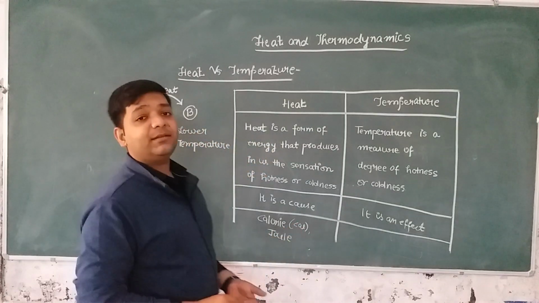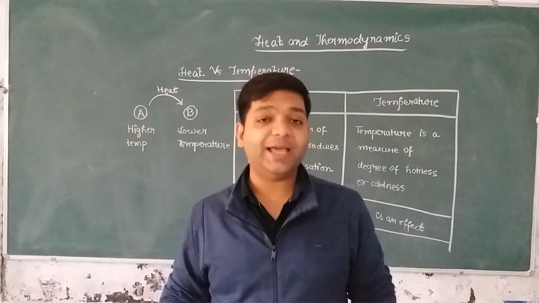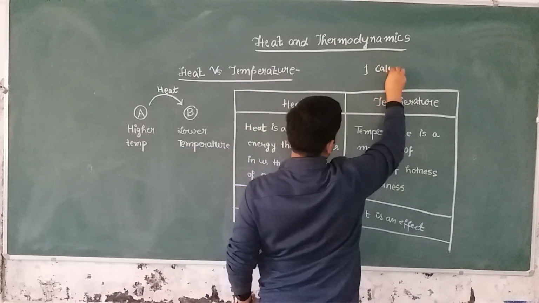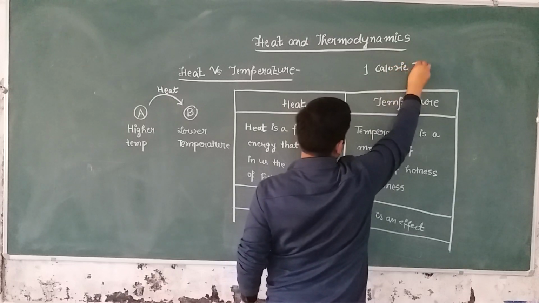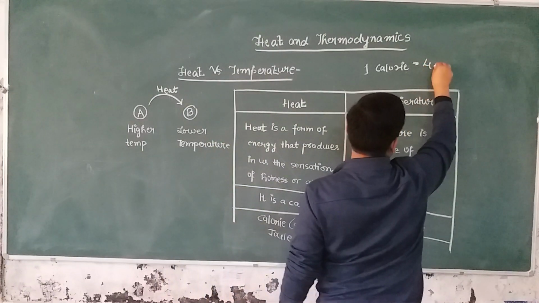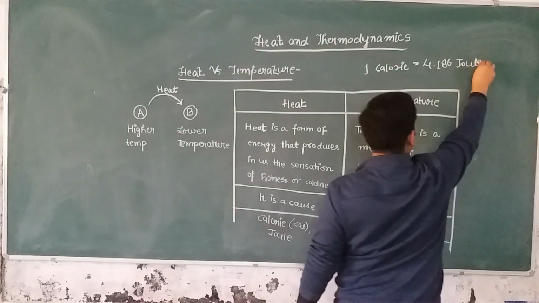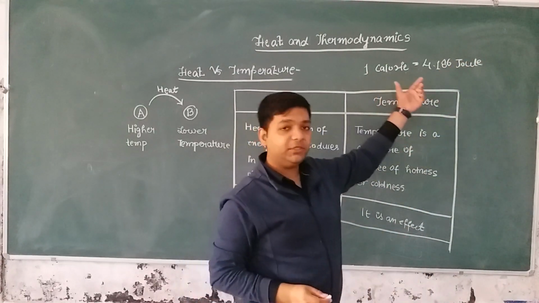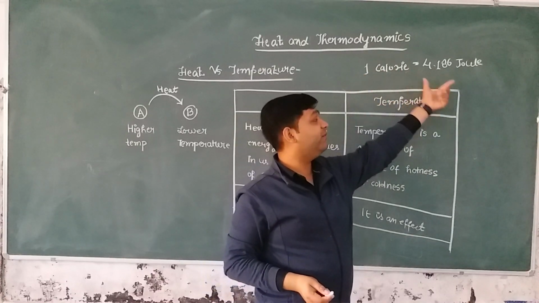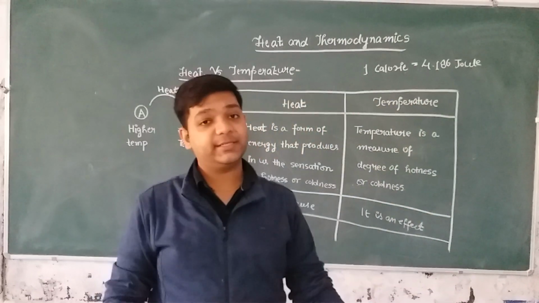And can you tell me what is the relation between calorie and joule? So 1 calorie is equal to 4.186 joule. We might need this conversion when we are solving numerical problems. So it is important to note that 1 calorie is equal to 4.186 joule, right?